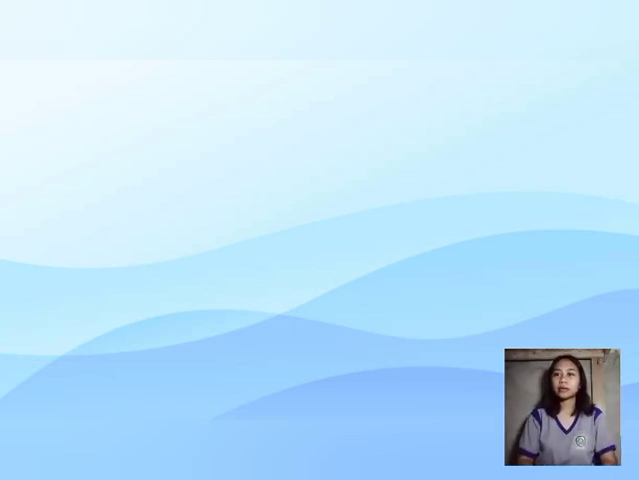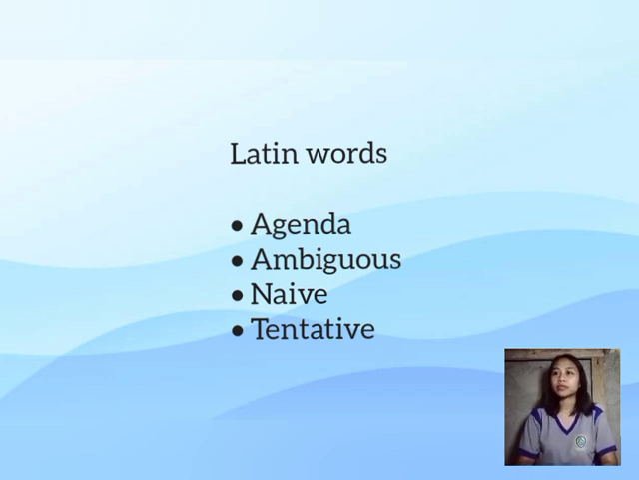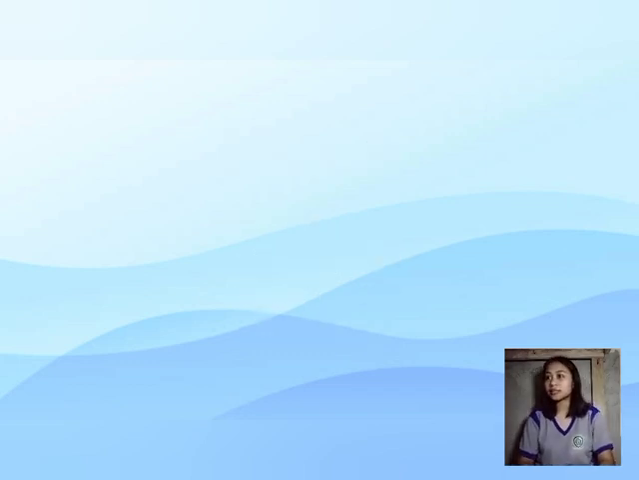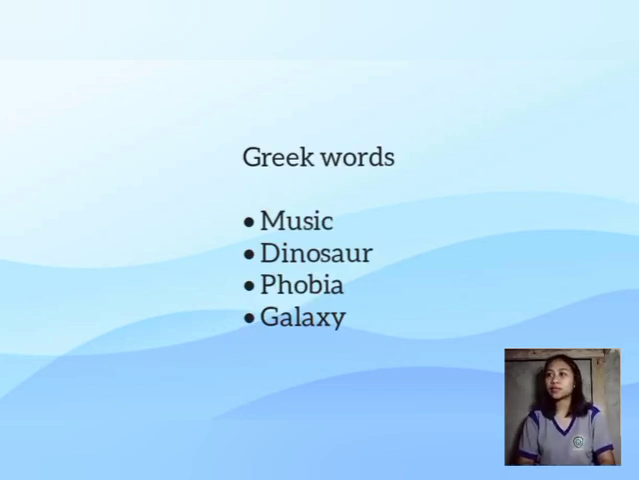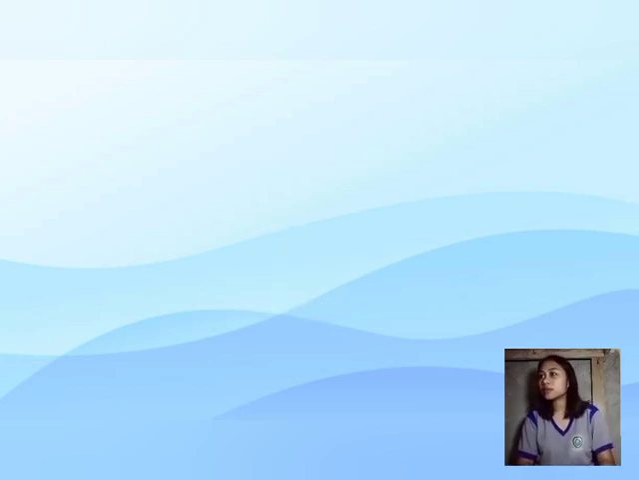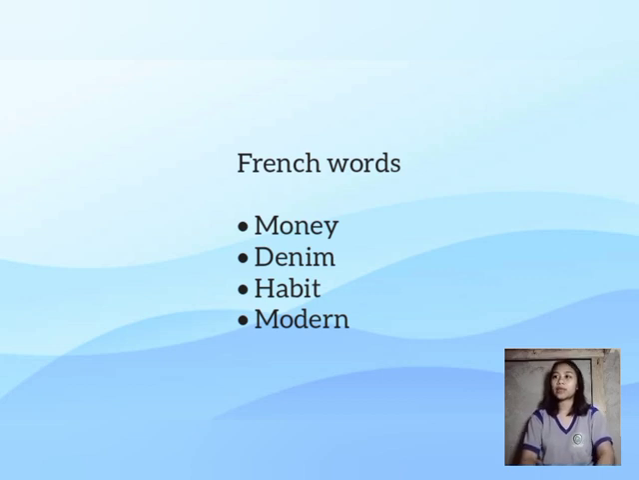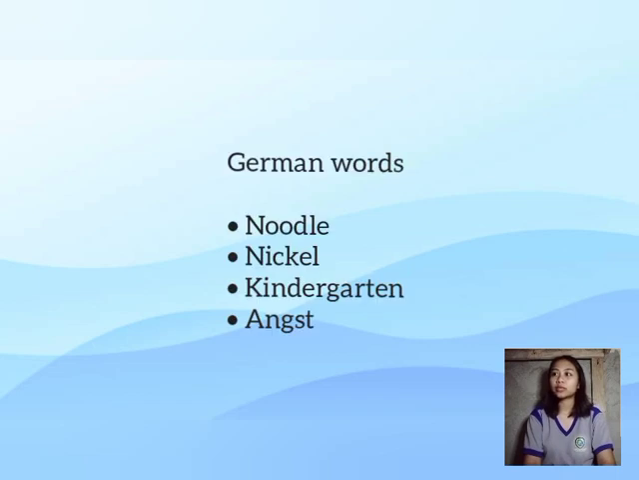So we have some examples here. The first is Latin words: agenda, ambiguous, naive, tentative. The second is Greek words: music, dinosaur, phobia, galaxy. The third is French words: money, denim, habit, and modern. The last is German words: noodle, nickel, kindergarten, and angst.